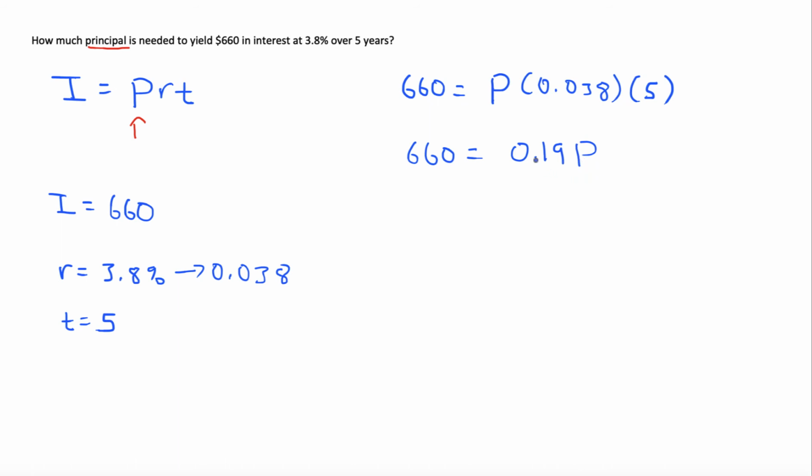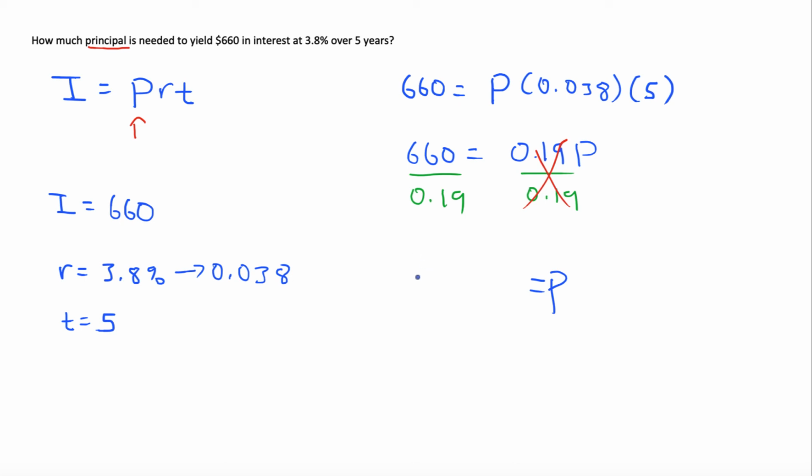And what is the last step here? The last step is to divide both sides by 0.19. Okay? And by doing so, that isolates P, which is what we want, right? We want to solve for P, which is the principal. And then we have to do this calculation here, right? 660 divided by 0.19.